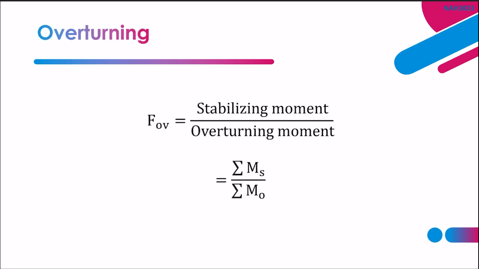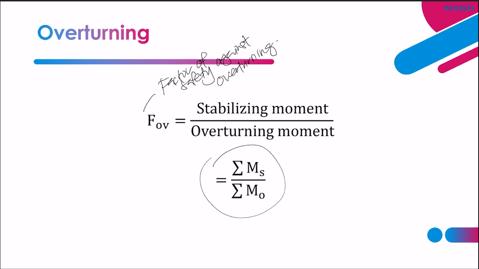Now we look at the FOS, or factor of safety against overturning. The formula is the total stabilizing moment, meaning the moment that comes from the weight of the retaining wall, divided by the overturning moment, which is the moment caused by the lateral thrust. Just divide and you get this value.